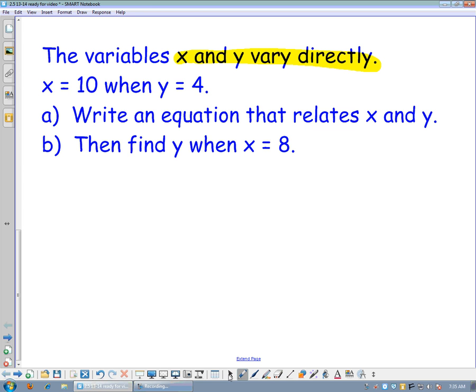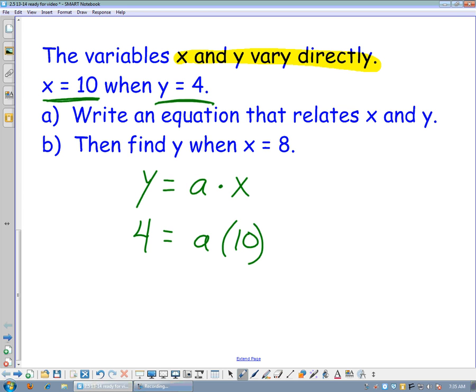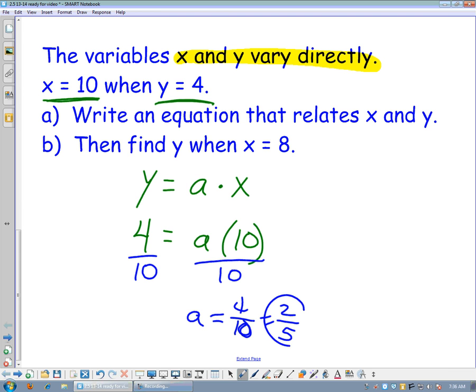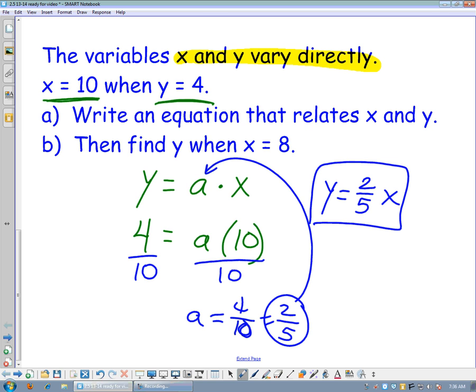y equals a times x. In this case, they're telling you what x is and what y is. So let's plug in 4 for y and 10 for x. At this point, we need to solve for a. So let's divide both sides by 10. And we get a equaling 4/10, which is 2/5. And so that means that we can write our equation with plugging in the 2/5 right here. We would get y equals 2/5 x. So that is our answer for part A.